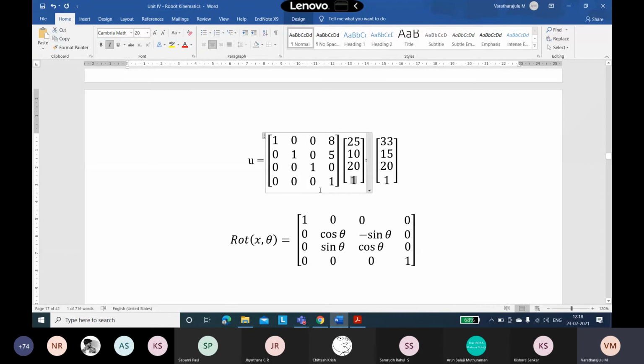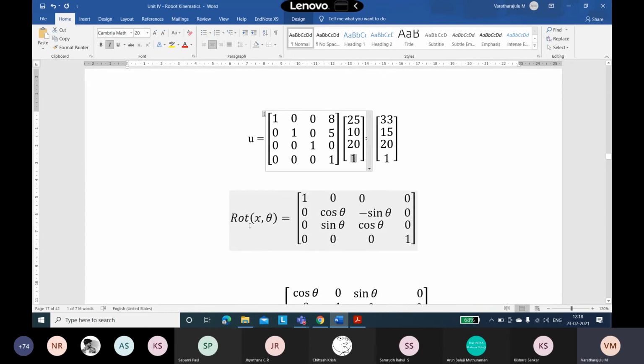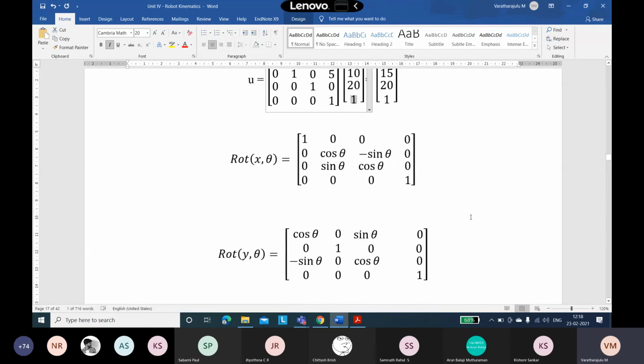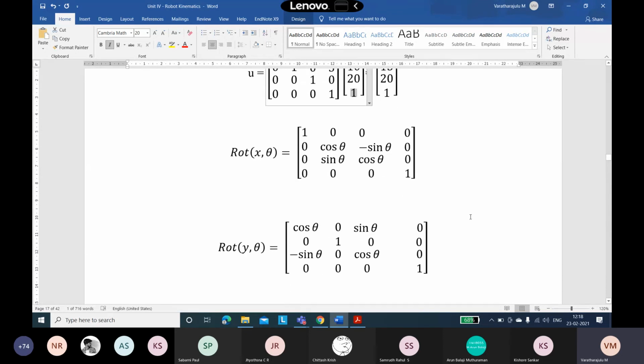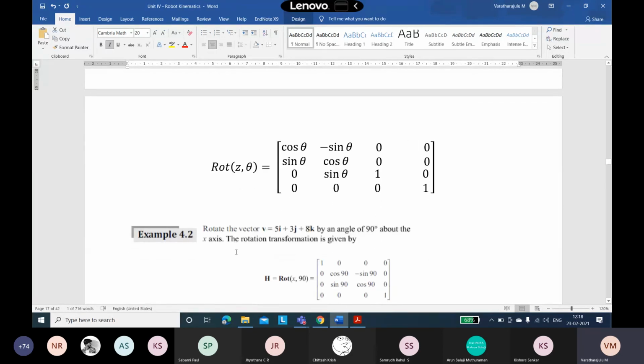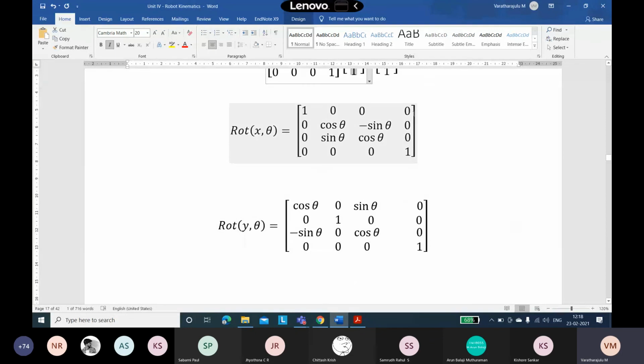Okay, similarly we need to be conscious about the rotation vectors. The rotation about each of the 3 axes by an angle theta can be written in this way, that is rotation of x in terms of theta. Please make a note of the 3 matrices, that is rotation of x comma theta, rotation of y comma theta, and rotation of z comma theta. 1 0 0 0, 0 cos theta minus sin theta, etc. Similarly, you make a note of the rotation of y theta. Once it is over, tell me, I'll move on to rotation of z comma theta.